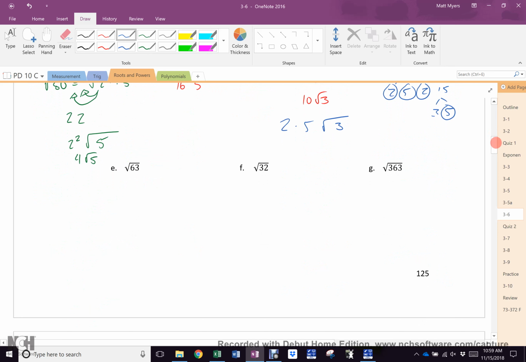63. 9 times 7, so you bring out 3 root 7. 32. 16 times 2, so you bring out 4 root 2. 363. 3 times 121, so you bring out 11 root 3. Yeah?